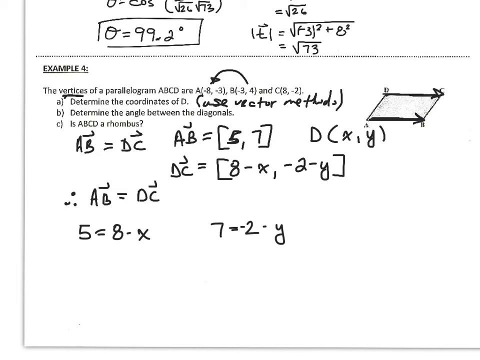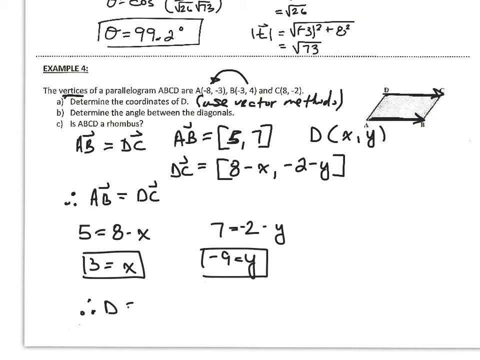Okay, so now we can rearrange, and we'll get that x is going to equal 3, and your y is negative 9, just like that. So therefore we found our D, and D is equal to 3 comma negative 9. Okay, so that's part A. And determine the angle between the diagonals. We'll take a look at that in a second, okay?